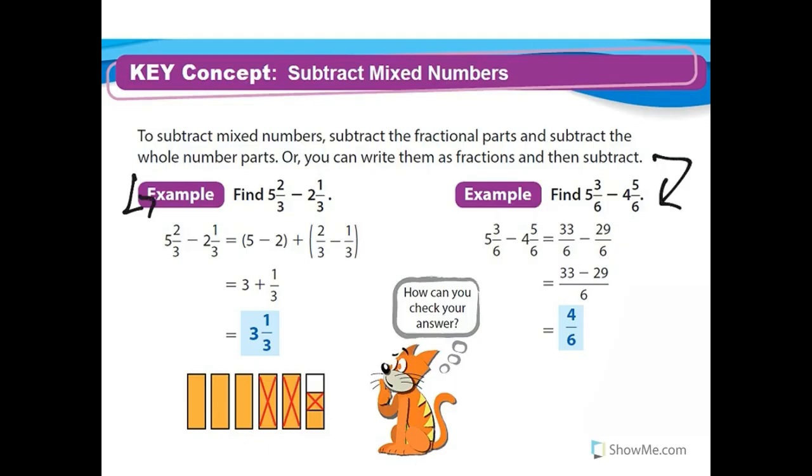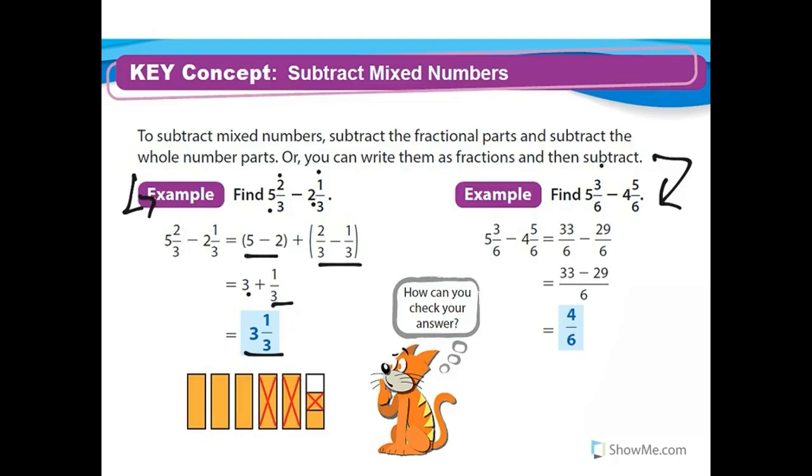So our first example we would use when we have a smaller numerator subtracted from a larger numerator. So 2 minus 1, we can do that. Right, so we do 5 minus 2, which is 3. And then 2/3 minus 1/3 is 1/3, so 3 and 1/3.